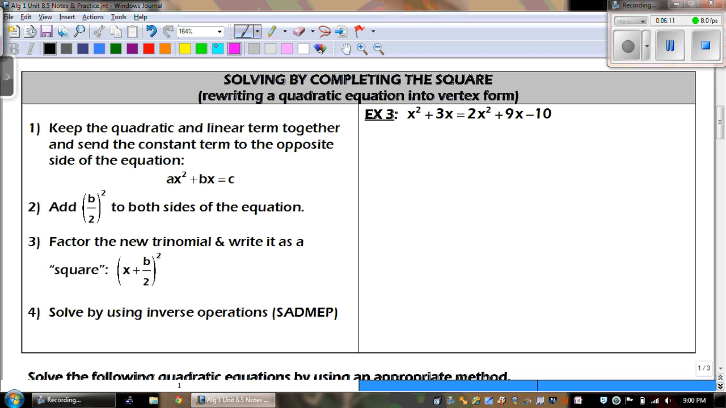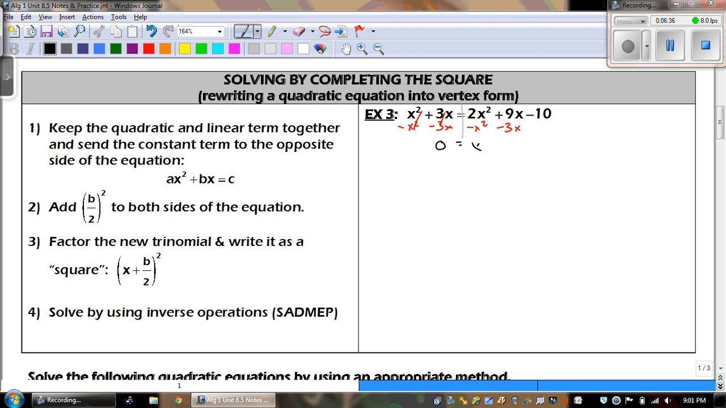Okay? So first thing we need to do is get all the information on one side. So we would subtract the x squared from both sides and subtract the 3x. So we have 0 equals, oh, I forgot to subtract the 3x.